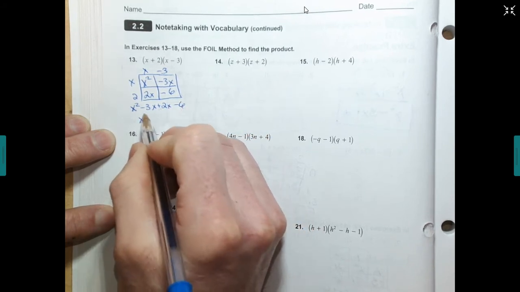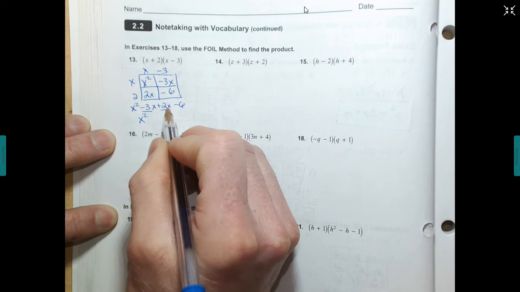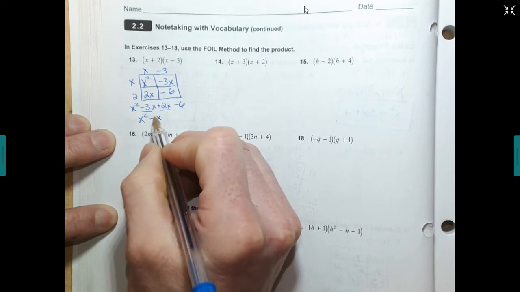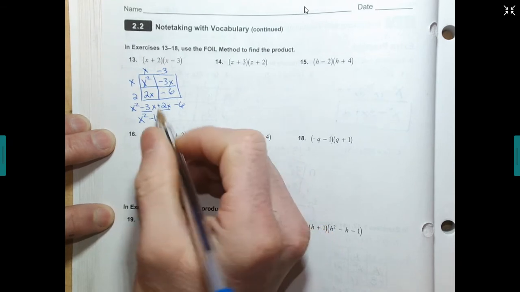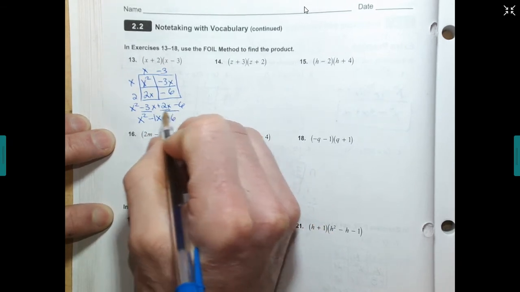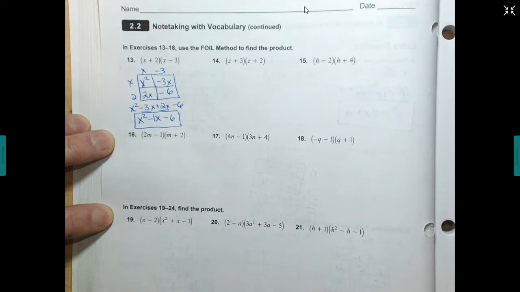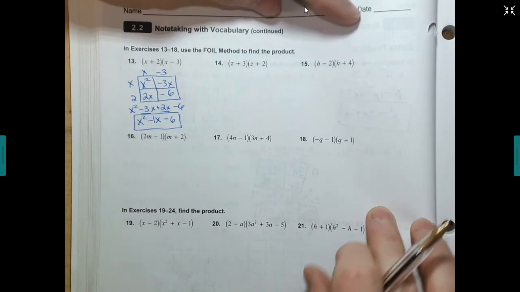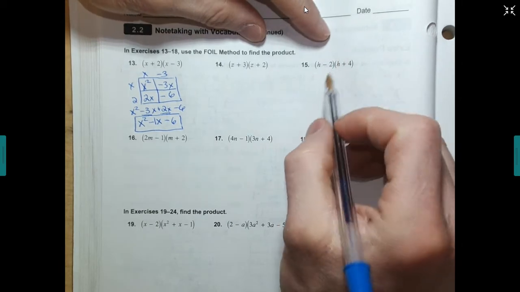So I have x squared, negative 3 plus 2. That's a negative 1x. So negative x. If you write negative 1x, that's the same thing. So it doesn't really matter. Minus 6. All right, I hope this is clicking. Do a couple more, and then we'll get into trinomials.